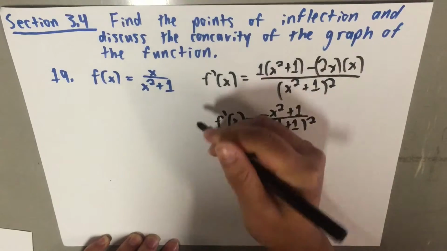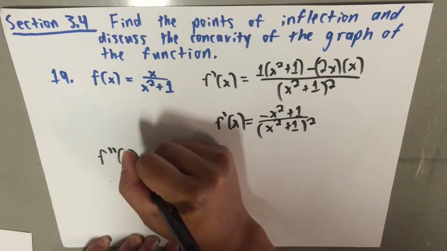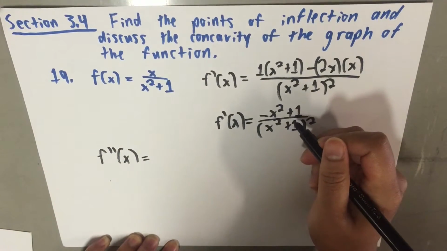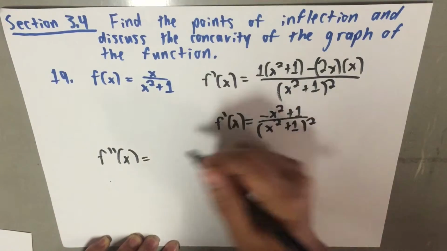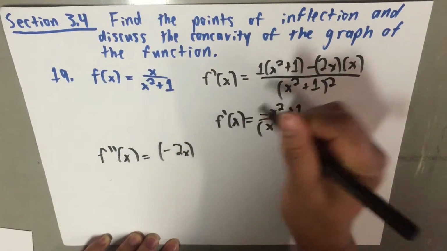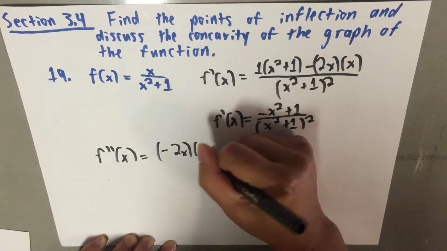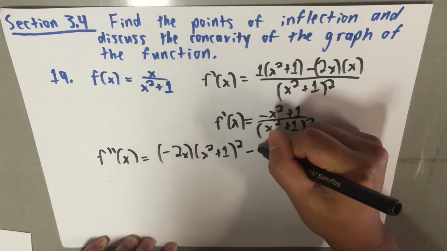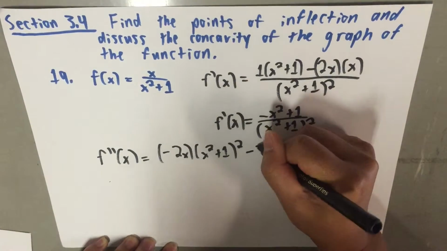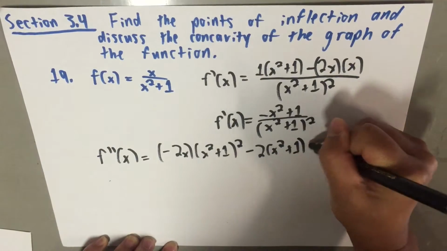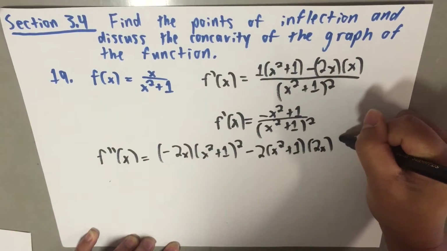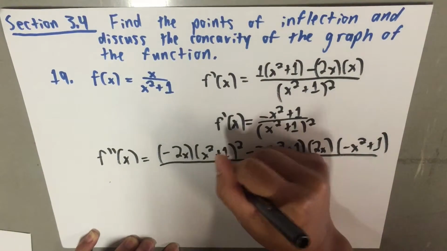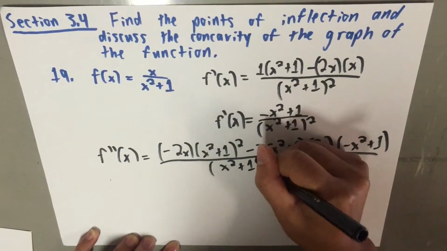Next, we want to find the second derivative. And the derivative of negative x squared plus 1 is negative 2x times the bottom, which is (x squared plus 1) squared. And the derivative of (x squared plus 1) squared is 2 times (x squared plus 1) times 2x, and then times negative x squared plus 1, all over (x squared plus 1) to the fourth power.